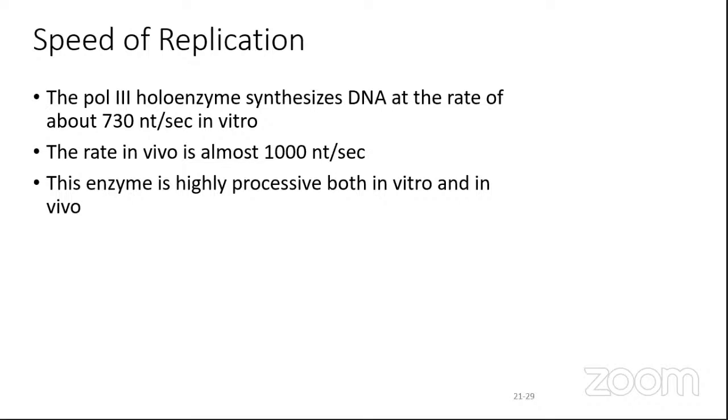In vitro, in the sense of lab conditions, it is 730 nucleotides per second, because we are using synthesized primers and synthesized enzymes. And if it is in the living cells, it will be 1000 nucleotides per second. That is, it will be quite faster when compared with in vitro conditions. And this enzyme, DNA polymerase 3, works under both in vitro and in vivo conditions.